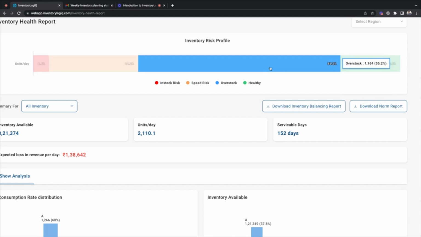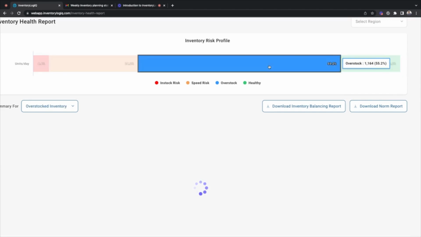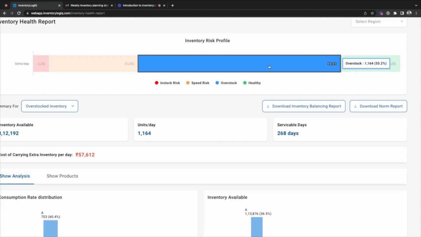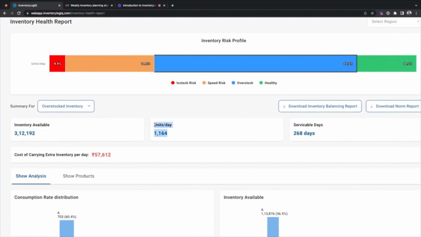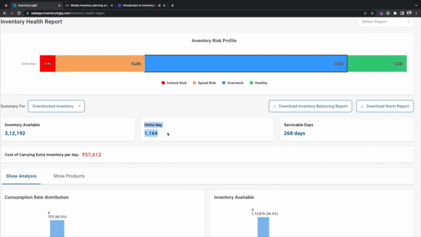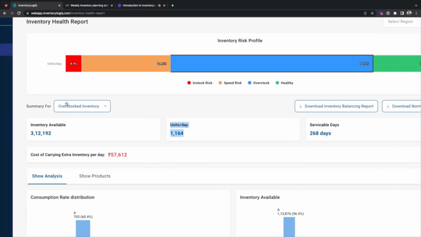The blue one is the overstocked SKUs. So this is the excess inventory sitting in the warehouse, not moving that quickly. You can see there is 268 days of serviceable inventory, with a large 300,000 plus quantity selling only 1,000 per day, which needs to be worked upon. Then there are two parts.